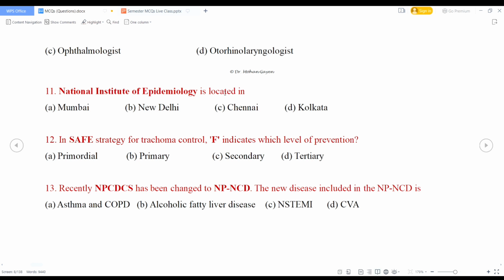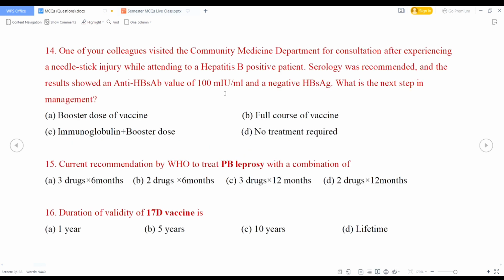But the other options are alcoholic fatty liver disease. That is not true, because non-alcoholic fatty liver disease is the correct answer. So new diseases included is asthma and COPD. So option A is the correct answer. Come to the next question.